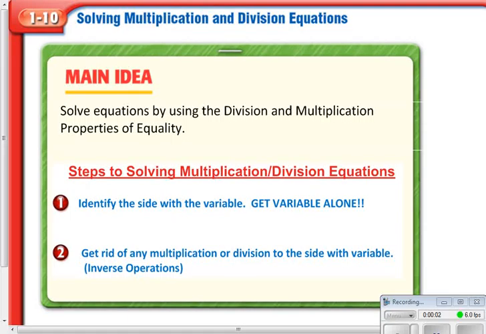110 is on solving multiplication and division equations. Very comparable to yesterday's lesson on 1-9. Only difference is we're working with multiplication and division. Two steps that we'll have again today.